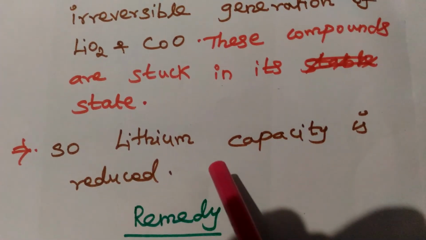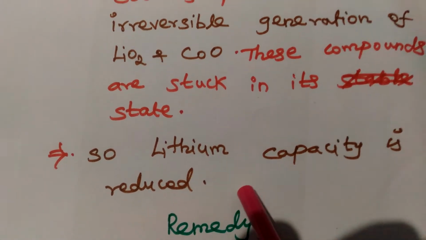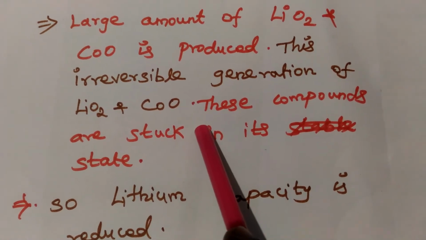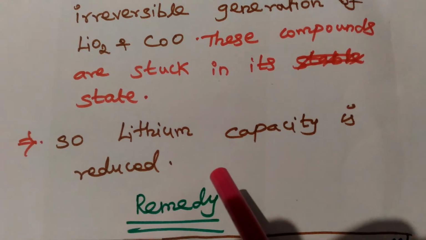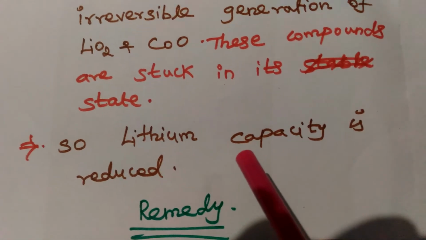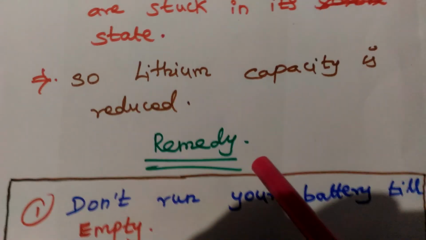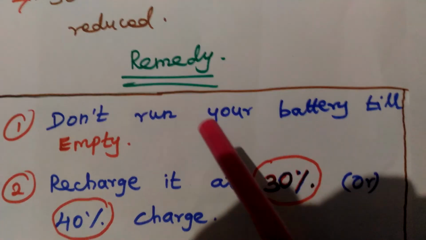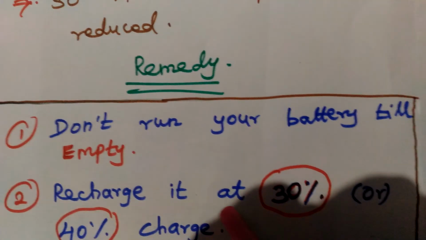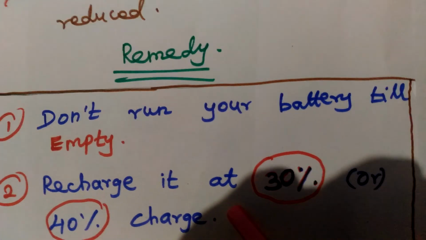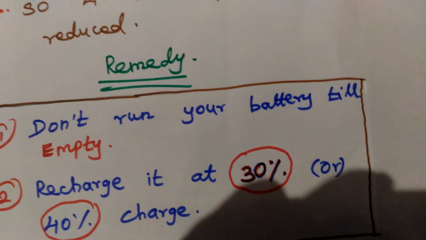So the lithium capacity is reduced because the stationary position of these two molecules reduces the capacity of the lithium. These are the two reasons why the battery's maximum capacity is reduced. To improve the battery capacity, don't run your battery until empty, and recharge it at 30% or 40% of charge. These are the two steps used to improve the capacity of the battery.